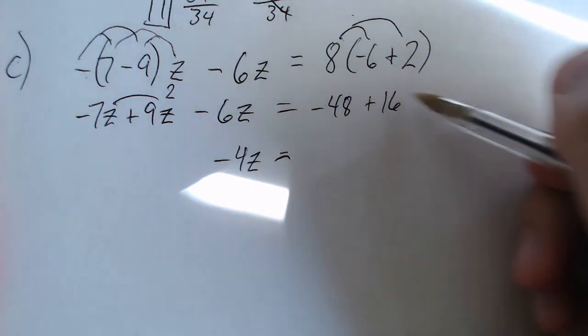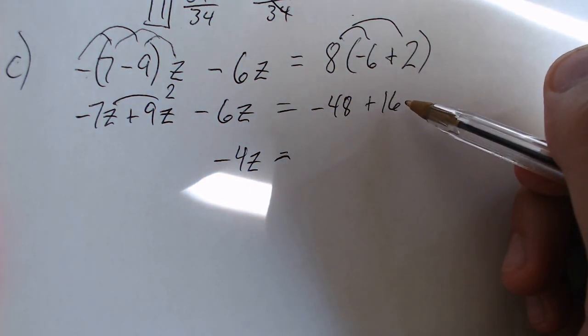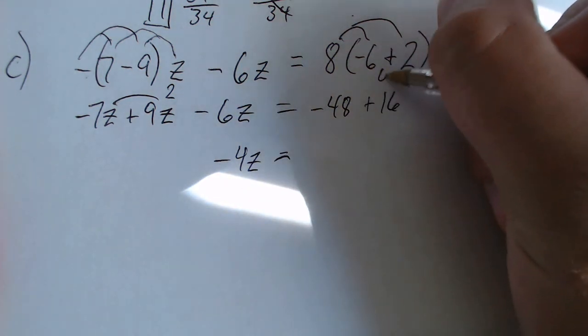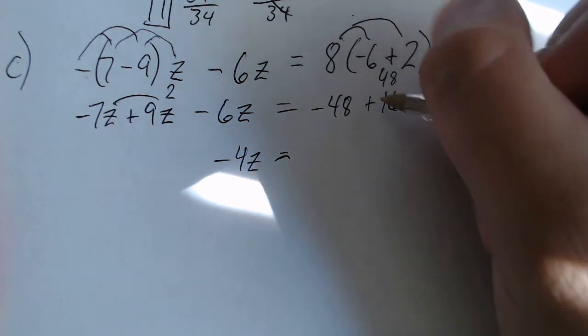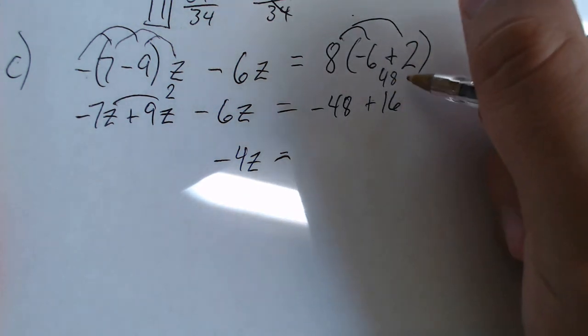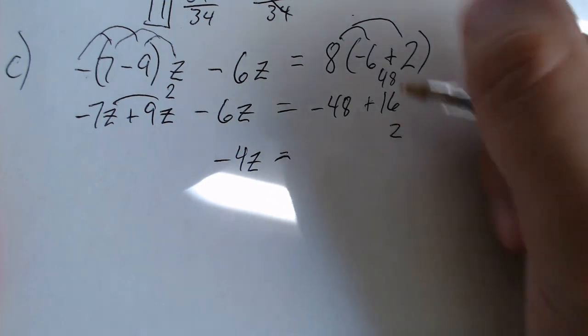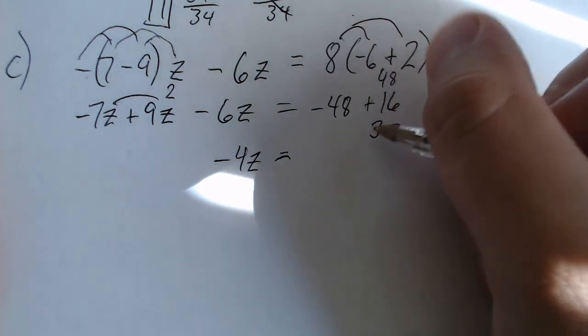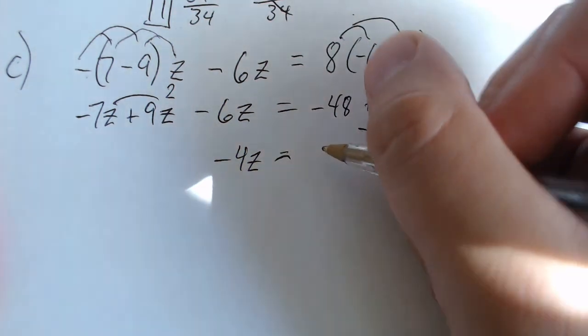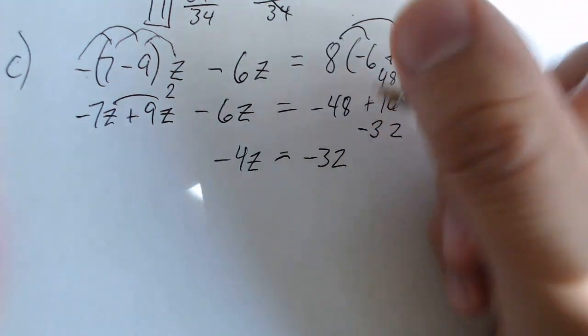On this side, negative 48 plus 16. That's a little bit of a tough one. Let's see here. We'll subtract and then make the answer negative. So 6 from 8 is 2, 1 from 4 is 3, and that's going to be negative 32. So negative 4z equals negative 32.